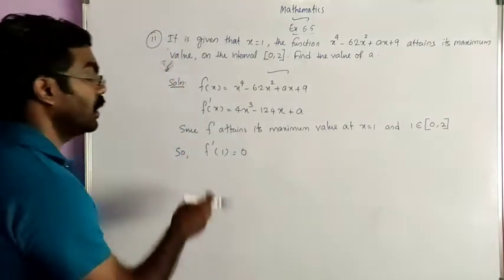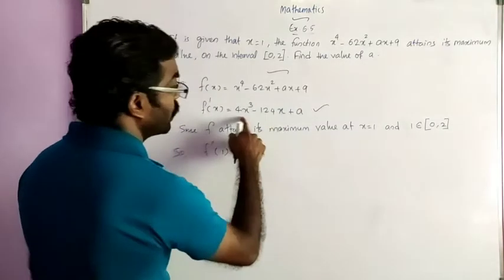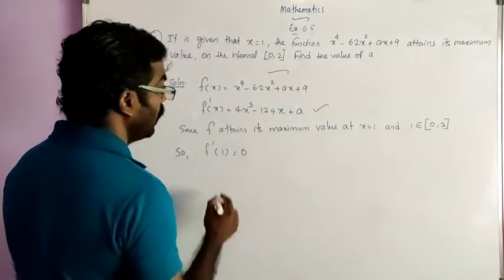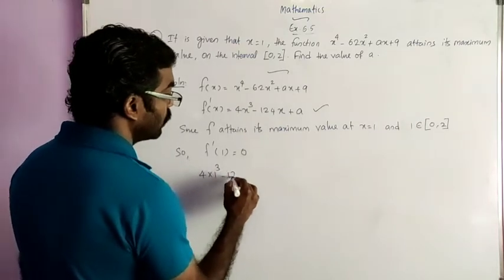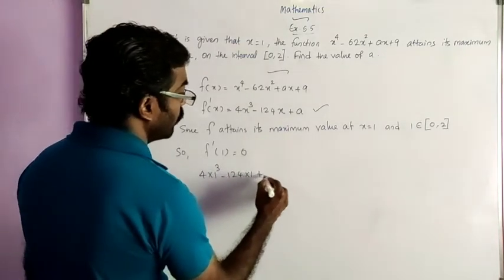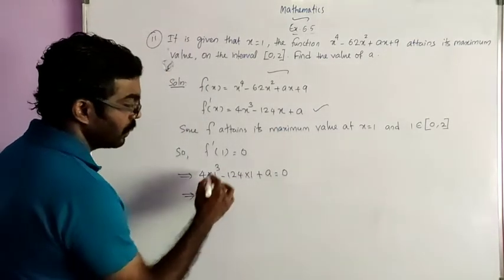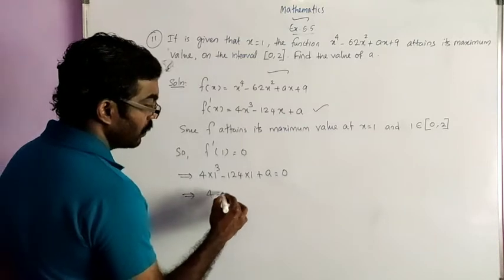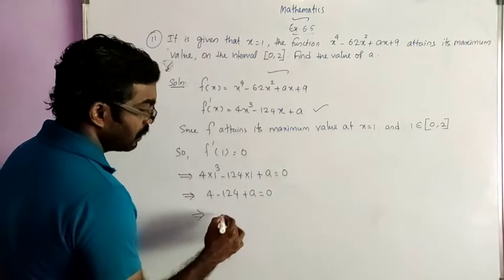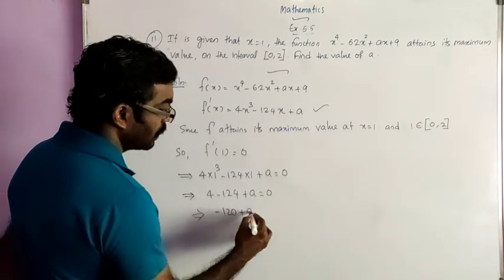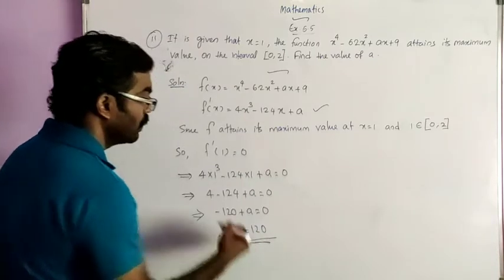Okay, so here f dash of 1 is equal to 0, and here f dash of x is 4x cube minus 124x plus a. So here we can put 1: 4 into 1 cube minus 124 into 1, then plus a is equal to 0. Which implies 4 into 1 cube, 4 into 1 is 4, minus 124, then plus a is equal to 0. That is, minus 120 plus a is equal to 0. Therefore, a is equal to 120. Okay.